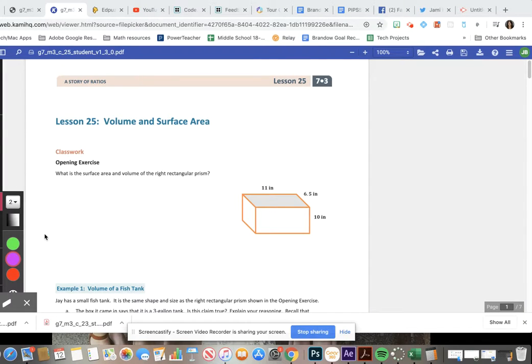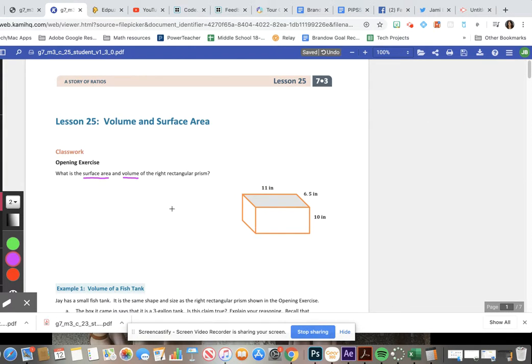All right, guys, we're doing lesson 25, volume and surface area, and a lot of these are going to be real-world examples. We're going to start with this opening exercise, which says, what is the surface area and volume? So we're going to need to go back to both and have both of these things, surface area and volume, of the right rectangular prism.